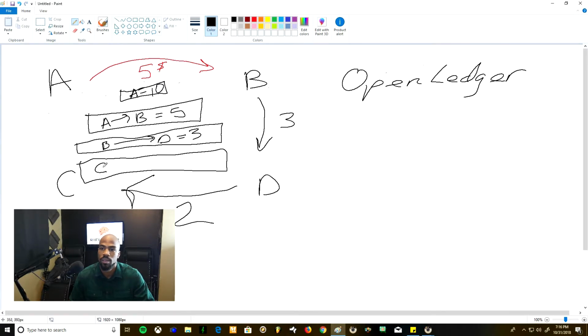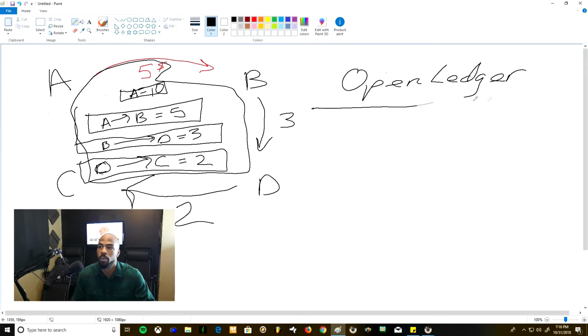So C, no, I'm sorry, D sends C $2. And this is all on an open ledger system that everybody can see. It's an open ledger. There's one centralized thing that is watching this ledger. Now, we talked about the open ledger.